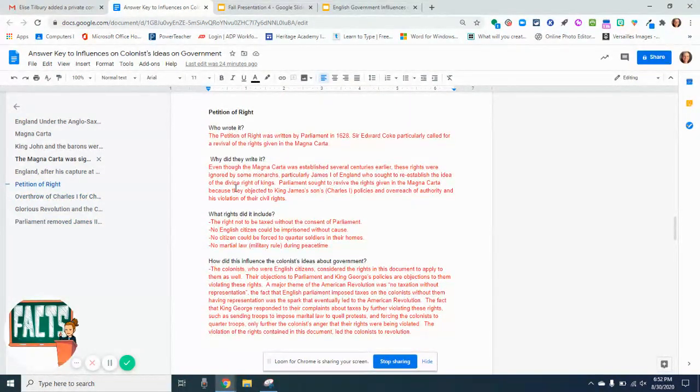Okay, so the Petition of Right was written by Parliament in 1628 and was really championed by Sir Edward Coke, particularly. He called for a revival of the rights given in the Magna Carta. So even though the Magna Carta established these rights, they were kind of on again, off again, followed by various kings throughout English history.